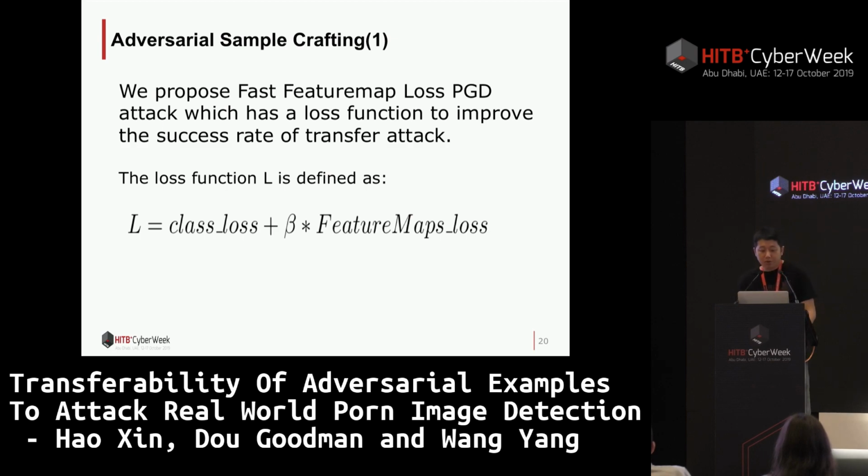The adversarial examples crafting. We propose a loss function called FFL for PGD attacks. It is used to improve the success rate of transferable attacks between different models. The traditional PGD attacks only use classification loss, resulting in model classification errors. We increase the loss of multi-layer feature maps to ensure that these features are more different from the original model.